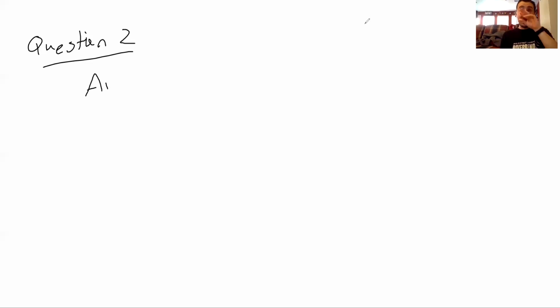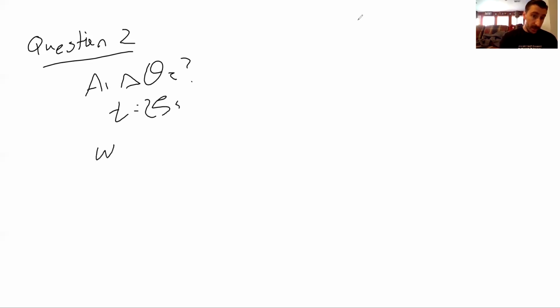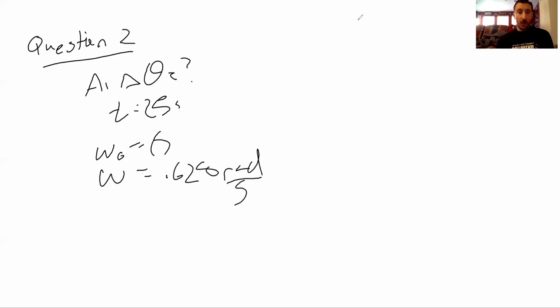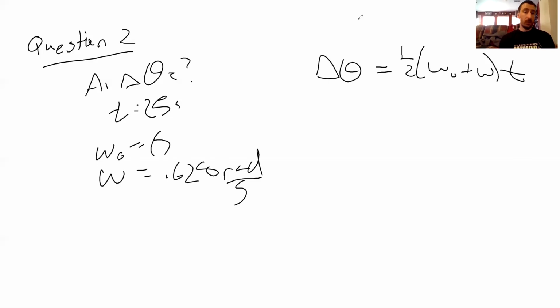All right, so angular displacement is delta theta. That's what we're looking for. So let's list out what we know. It gives me in 25 seconds, so time is 25 seconds. Initial velocity is 0, it starts from rest, and final velocity is 0.628 radians per second. So I've got four of them. It's pretty straightforward. I look at my constant angular acceleration equations, and I'm going to use this one: delta theta is 1/2 times initial plus final times time. Plug in and solve for what you need.